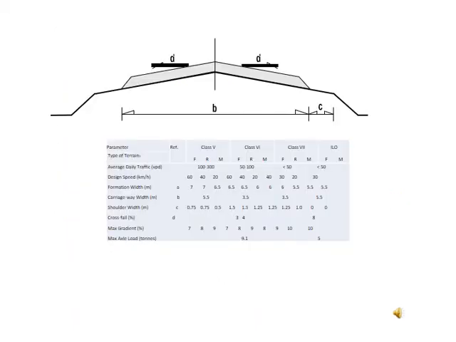And these diagrams show the typical road design cross-section, the cross-section of the different road designs. In this case, you can see the parameters: average daily traffic and design speed. Those things you can see in the survey.